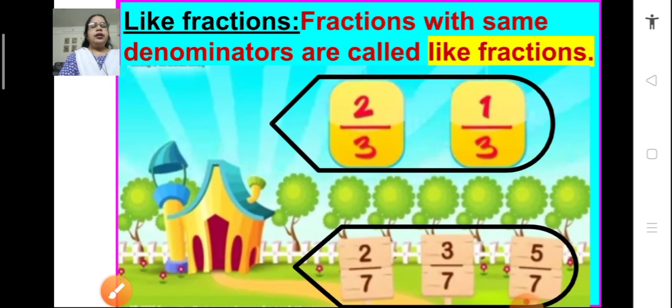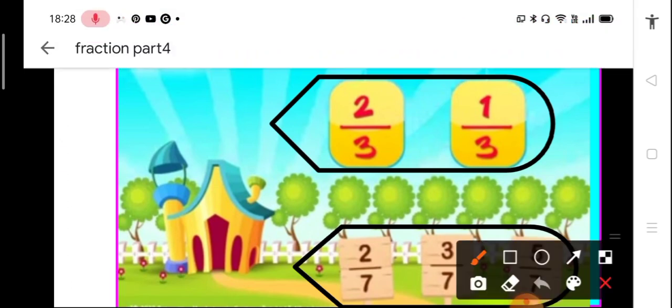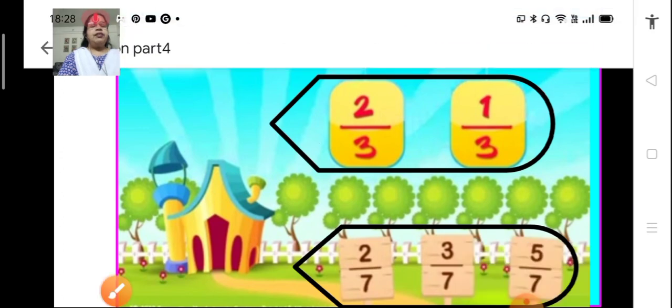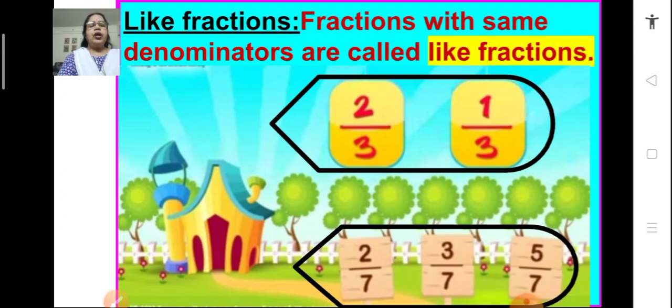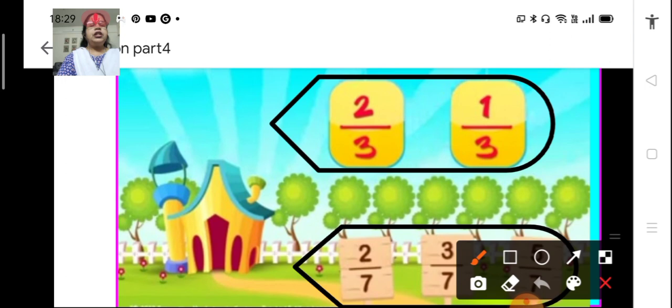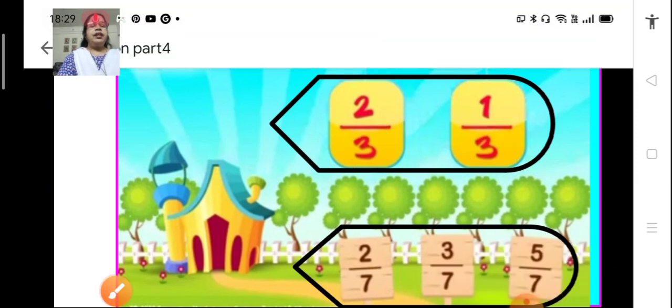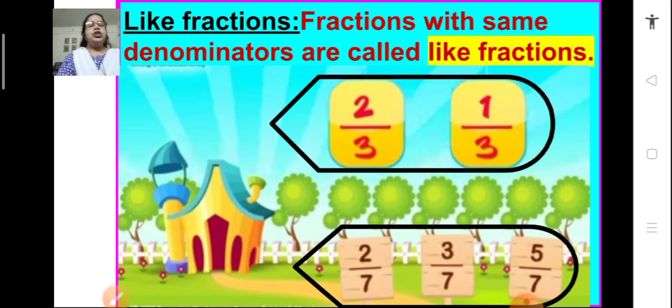Now let's move on to the next topic, that is like fractions and unlike fractions. Children, can you see these fractions here? 2 upon 3, 1 upon 3, then 2 upon 7, 3 upon 7 and 5 upon 7. What is common in these fractions? We can see that the denominators of the fractions given here are the same. Here also we have 7 as the common denominator. So these fractions which have the same denominator are called like fractions.